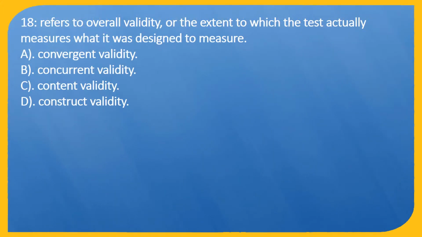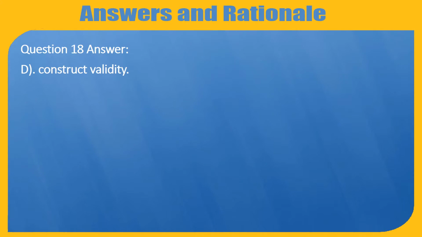Question 18: Refers to overall validity, or the extent to which the test actually measures what it was designed to measure. A. Convergent validity. B. Concurrent validity. C. Content validity. D. Construct validity. Question 18 answer, D. Construct validity.